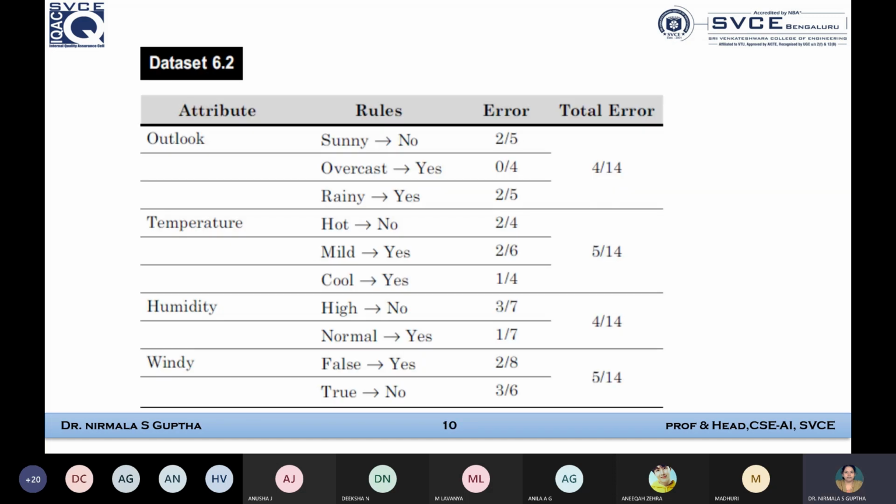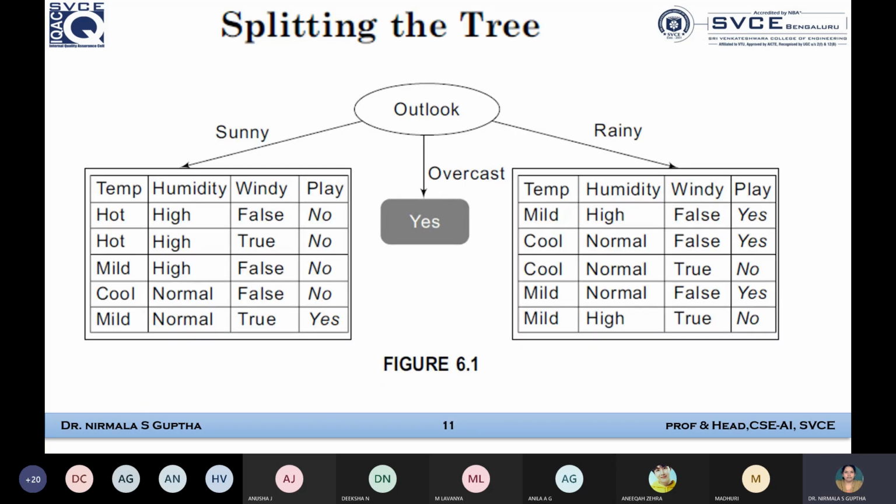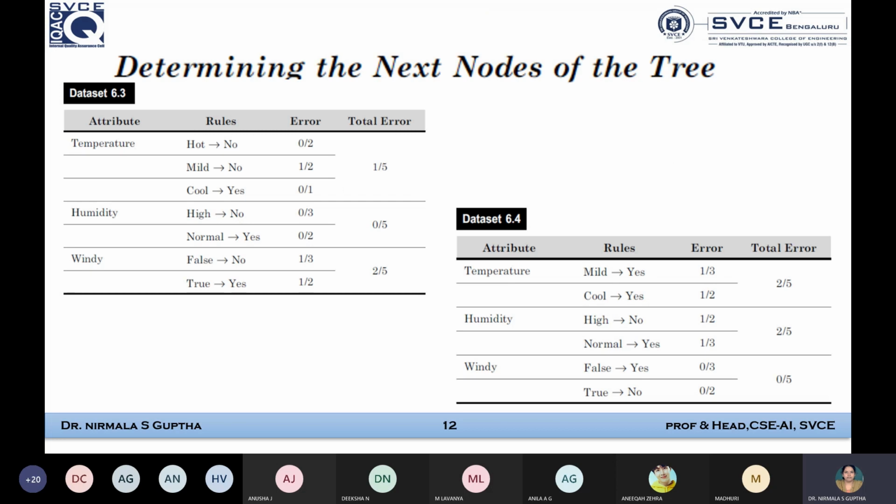Similarly, we try to find out for humidity. We try to find the values of rules and the errors for windy. In this sense, we get 2 by 5, 2 by 5. And what is the answer for windy? 0 by 5 is the total error. So for the rainy branch, we need to make an analysis run on the rainy value of the tree. For that analysis we need to make use of data set 6.4 with respect to the rainy branch.